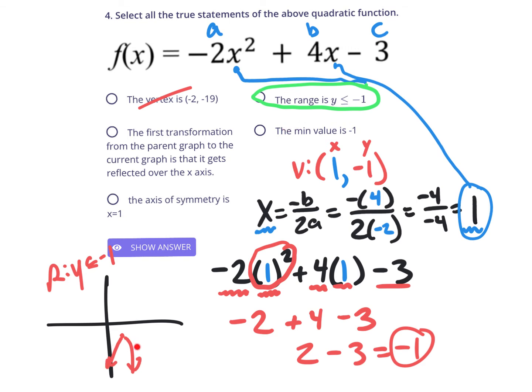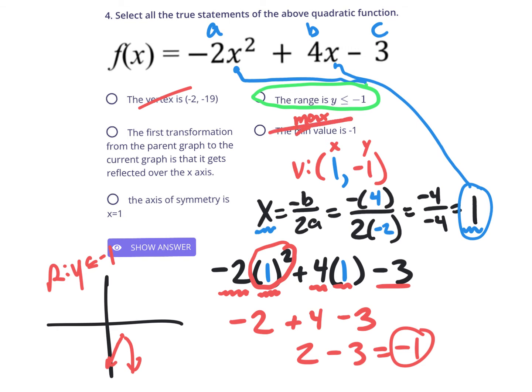We know it's opening down, which means that from left to right, it's going up, up, up, up, up, up, up. It reaches a maximum height, then it comes back down. Okay, so we know that that's false. This should have said max, right? But it doesn't. It says min, so you're not going to select that one.